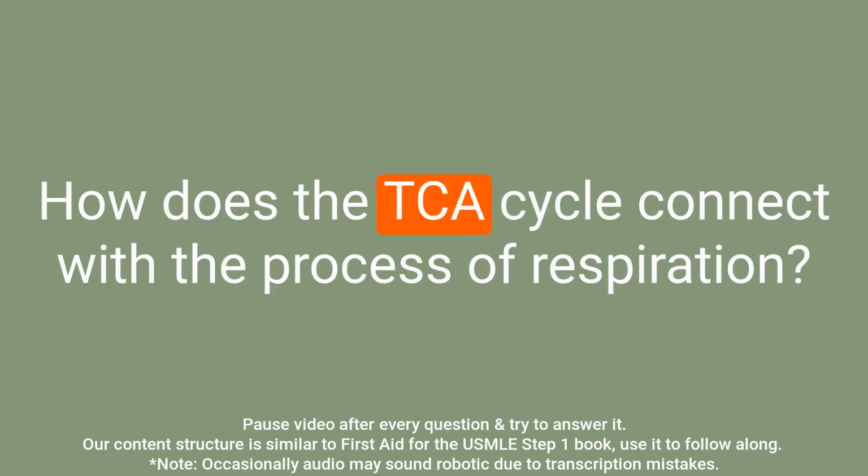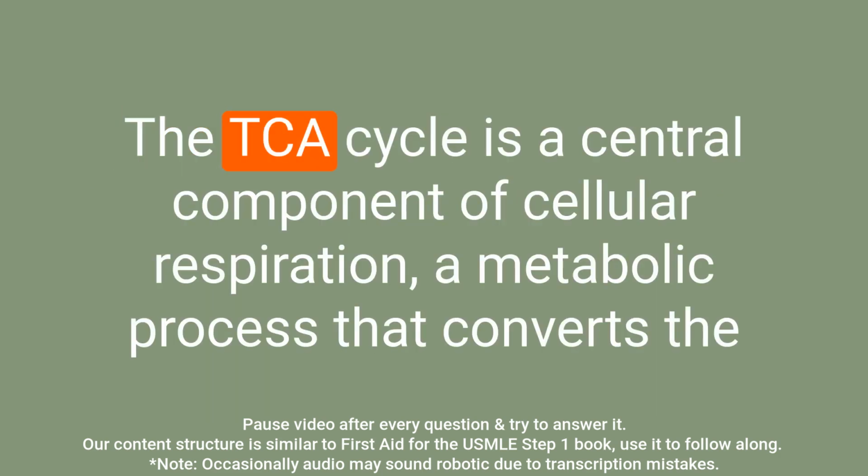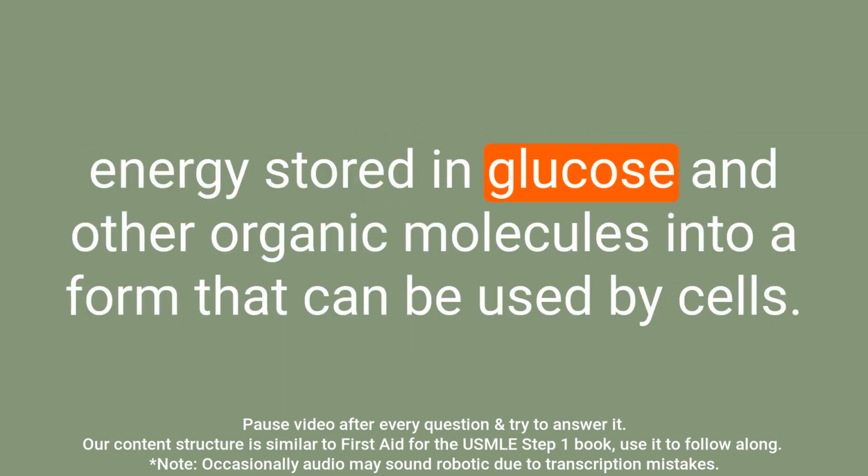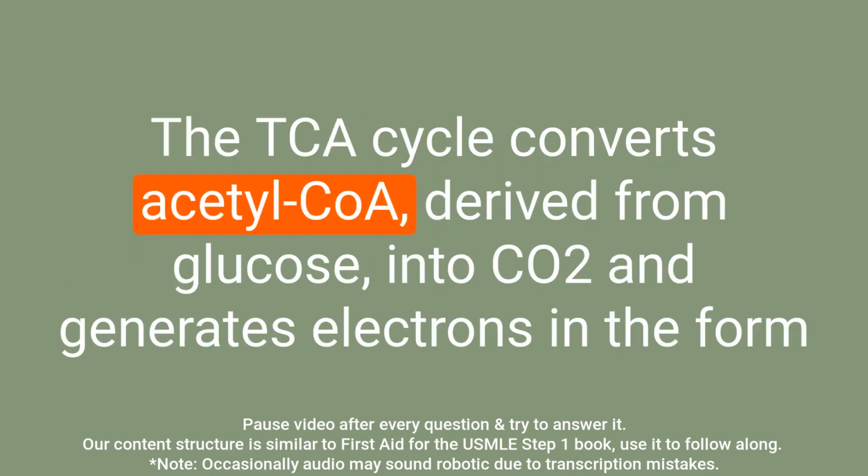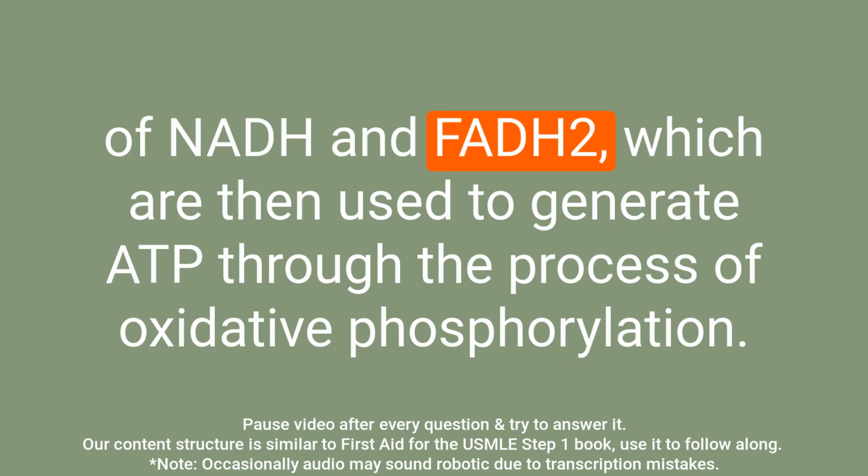Question: How does the TCA cycle connect with the process of respiration? Answer: The TCA cycle is a central component of cellular respiration, a metabolic process that converts the energy stored in glucose and other organic molecules into a form that can be used by cells. The TCA cycle converts acetyl-CoA, derived from glucose, into CO2 and generates electrons in the form of NADH and FADH2, which are then used to generate ATP through the process of oxidative phosphorylation.